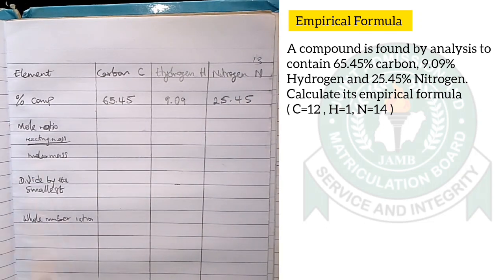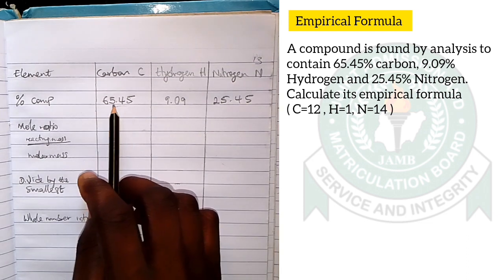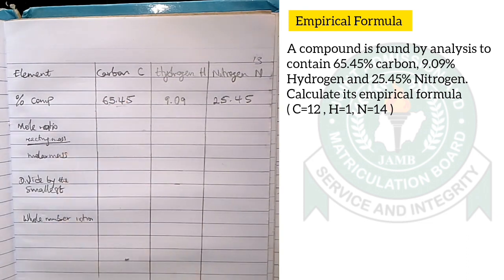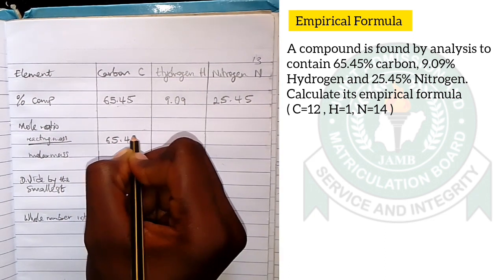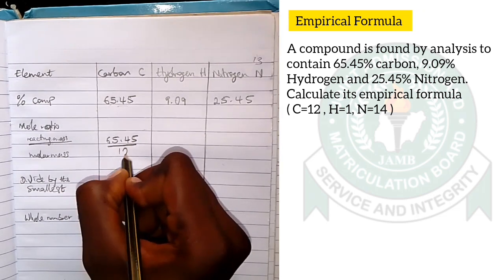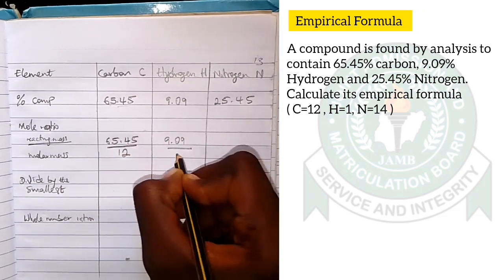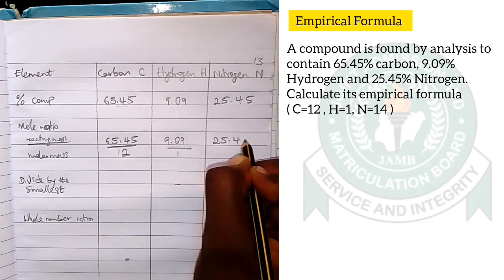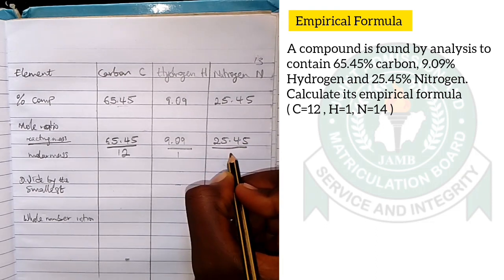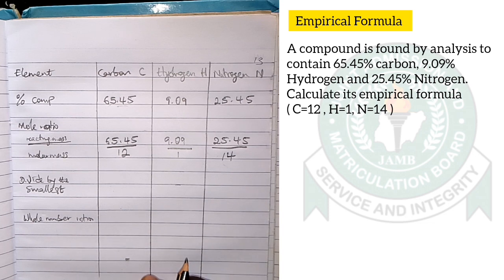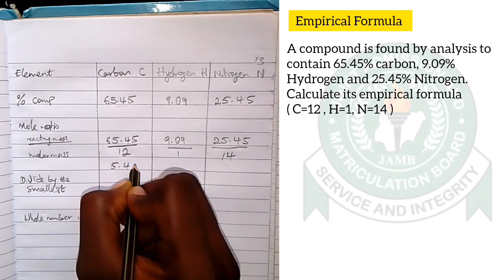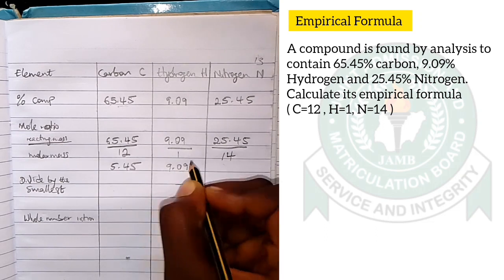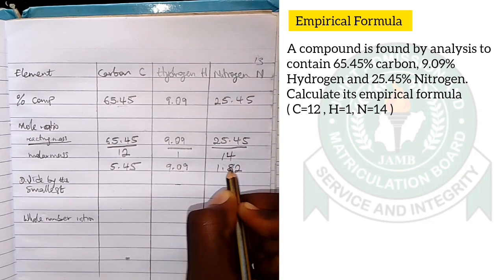So now to calculate the mole ratio, that is just like calculating the mole. So we divide 65.45 by the relative atomic mass. So what to do is 65.45 divided by 12. Now for hydrogen, 9.09 divided by 1. For nitrogen, we have 25.45 divided by 14. Okay, so what we have here, in the first case we have 5.45, in the second case we have 9.09, in the third case we have 1.82.